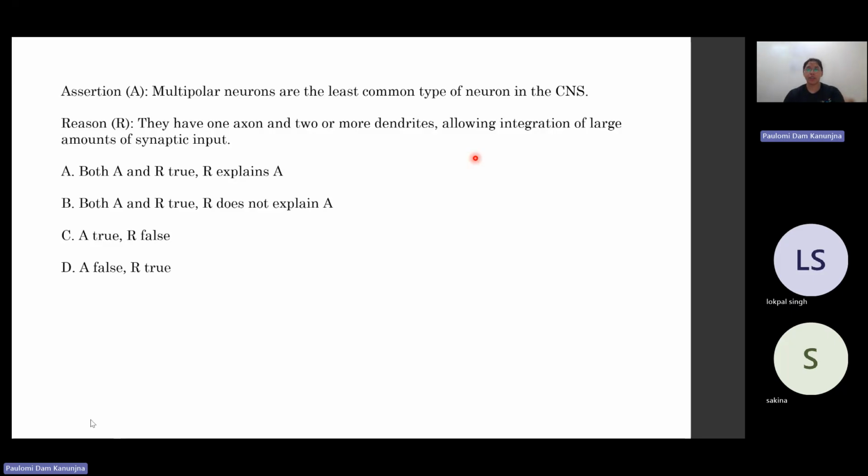C and D. Okay, wait, the answer is D. The opposite. Multipolar neurons are basically, as the name suggests, multipolar, so neurons have many dendrites. And the CNS, the central nervous system, is a region where you need a great amount of synaptic input. That's the whole reason you have all those dendrites, so that you have more interaction between different neurons. So multipolar neurons are actually the most common type of neuron in the CNS. And the second reason is that they have one axon and multiple dendrites, which is needed for a great amount of synaptic input. And you need that in the CNS, right?